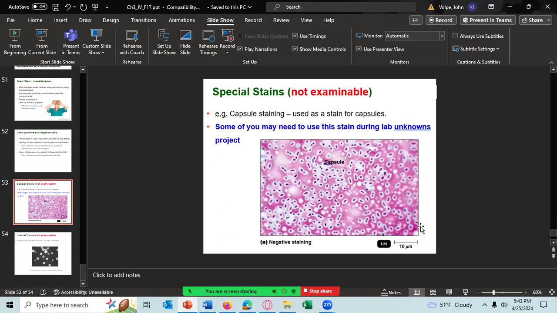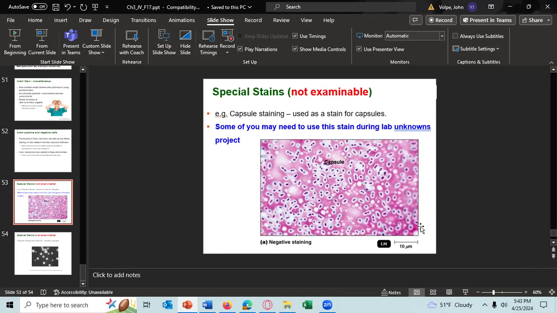If not, let's just talk a little bit about special stains. You're not going to have a quiz question on this other than the definition for what a special stain is. A stain that's used to stain or color a specific part of the cell. But I do need to talk about the capsule stain because some of you may use it in your unknown project to stain the capsule of a bacteria.